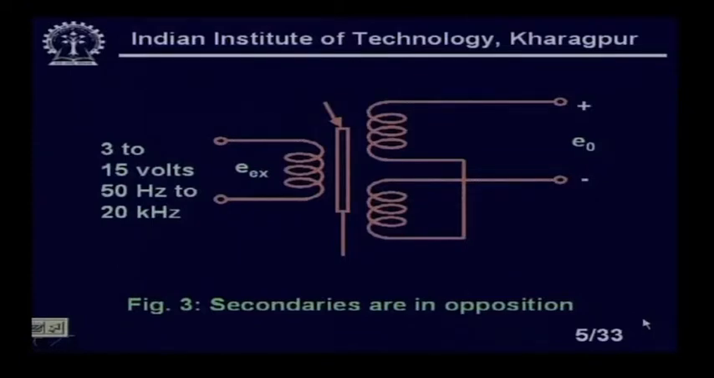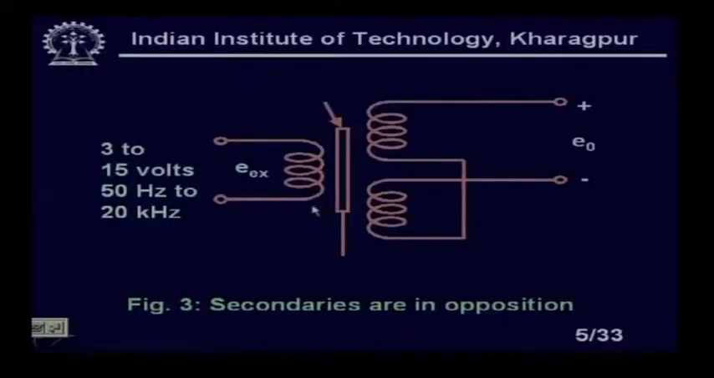Now, in an LVDT we never use the two secondaries separately. We always put the two secondaries in opposition. If you look at the board, you see here the excitation we are giving, with the core positions, 3 to 15 volts, 50 hertz to 20 kilohertz. For the output voltage, you see the two secondaries here are in opposition. Please note there is no connection at this point. This is one secondary, and it is connected to the bottom, and it comes out like this.